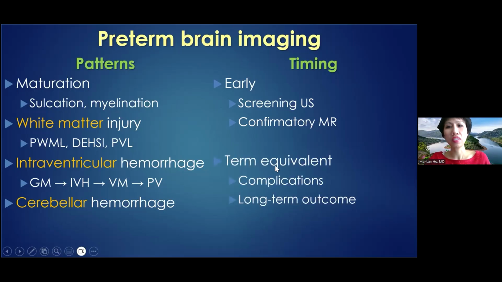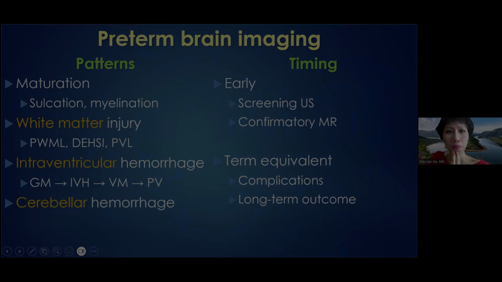The term equivalent, so basically once their corrected age is like 40 weeks, before they're about to be discharged and they're stable, has been much more successful in the literature for predicting long-term outcome because you're looking at the complications of the original insult, and it's better for prognostication. And they're going to be more stable for imaging as well. So if you had to choose one, generally speaking, it's better to do term equivalent. You can do early, but again, that's more for just understanding.